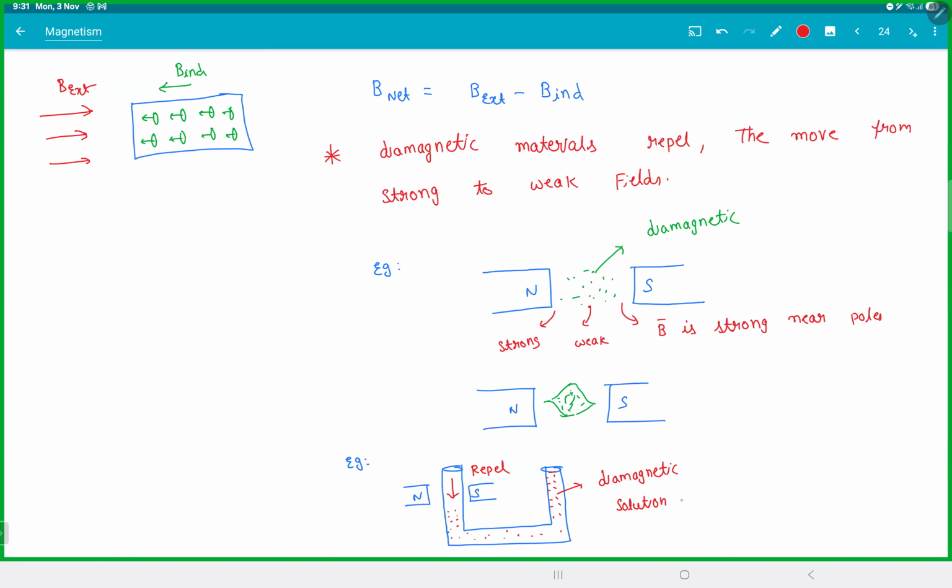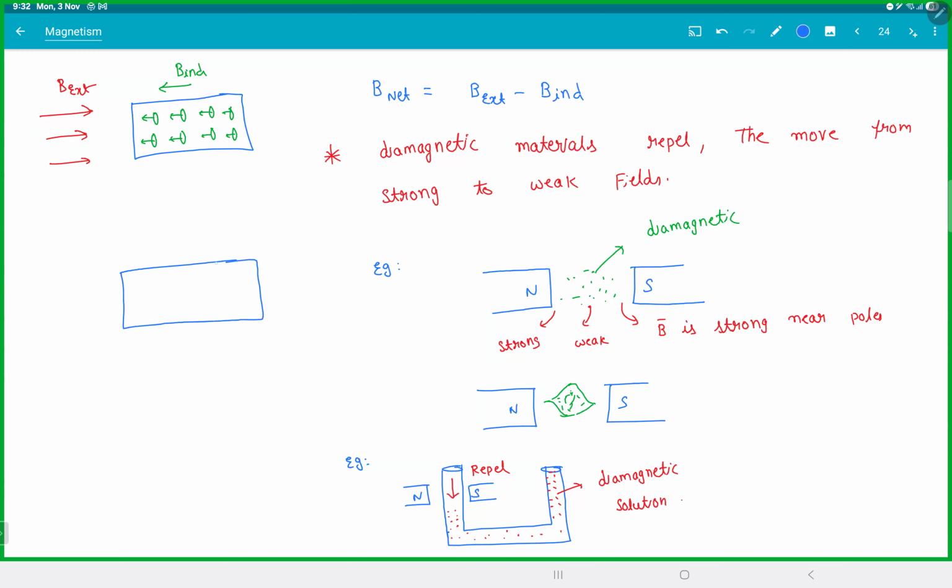Making sense? These are the kind of questions you get. In a U-shaped tube, the liquid is poured inside and it is observed that in the limb where the magnet is placed, the liquid gets depressed. What kind of solution is this? Paramagnetic, ferromagnetic, diamagnetic, something of that sort. It's diamagnetic.